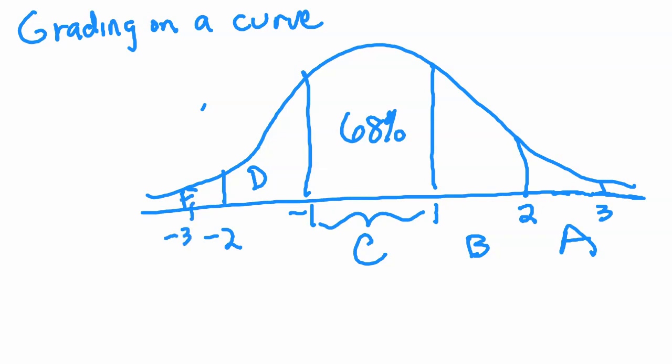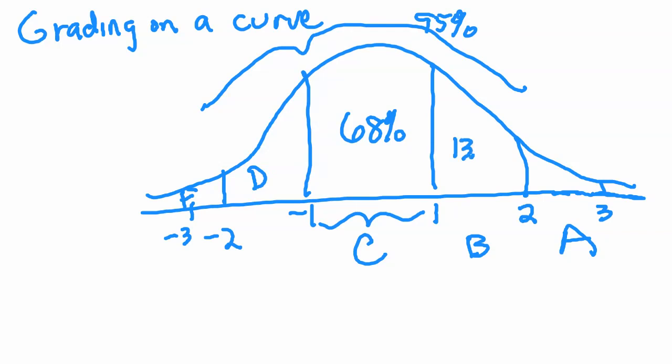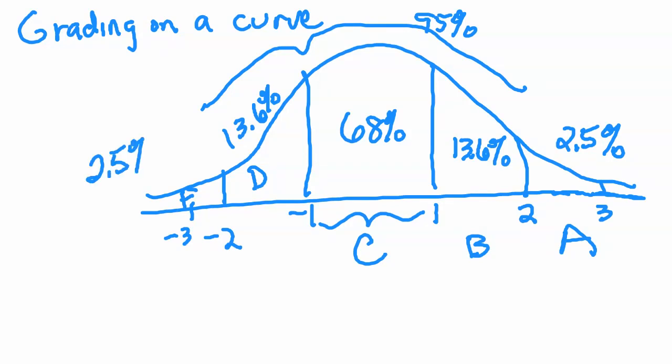And so if we know 95% is between -2 and +2, that leaves this to be 13.6. So you'd only have 13.6% B's and 13.6% D's. And then that would leave 5%. Since that's 95, that leaves 5% for the tails. So if you divide that by 2, because you have 2 tails, then that only leaves 2.5% A's. So that's essentially what grading on a curve means if your grades follow the normal curve. And those results aren't that great.